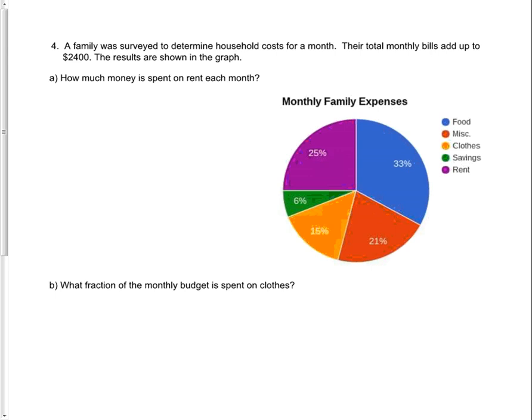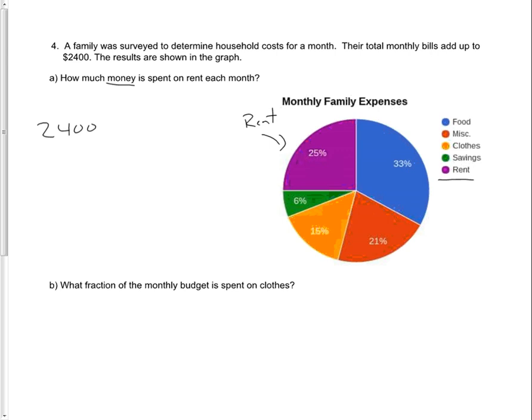If I want to figure out how much is spent on rent, well, rent is in purple, and so this piece here, that's rent. So 25% is spent on rent each and every month. I want to figure out not the percentage, but how much money is spent on rent each and every month. Well, I know that the total amount of money that's out there is $2,400 that's being spent each and every single month.